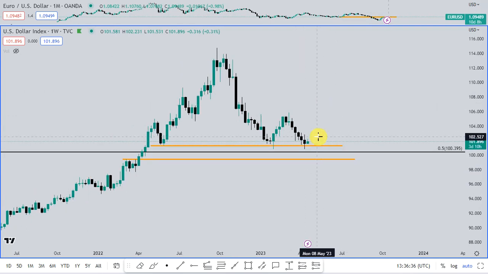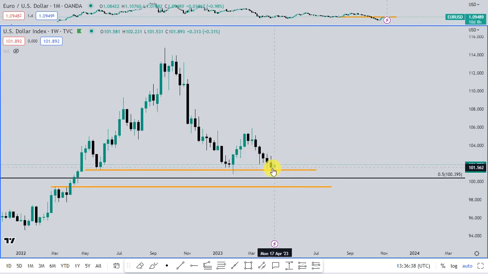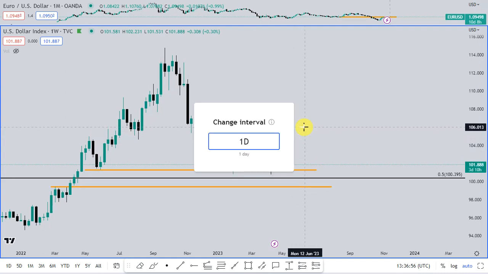So what happens on DXY? I will expect that it will go lower. If it manages to close any weekly or monthly candle above this line, I will expect lower prices for DXY towards 99. So this is my expectation on the monthly and weekly time frame. Now we go to the daily time frame.